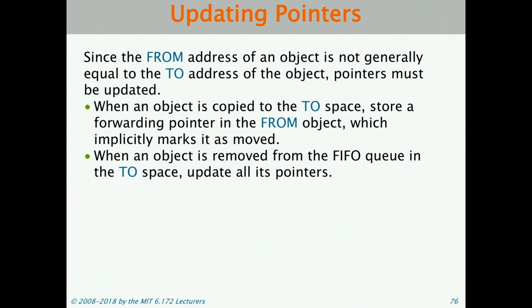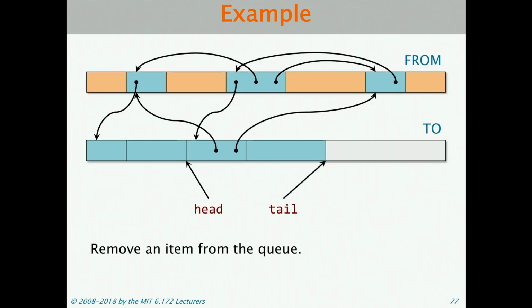So the idea is that when an object is copied to the to space, we're going to store a forwarding pointer in the corresponding object in the from space. And this implicitly marks that object as moved. And then when I remove an object from the FIFO queue in my breadth first search in the to space, I'm going to update all of the pointers by following these forwarding pointers. So let's look at an example of how this works.